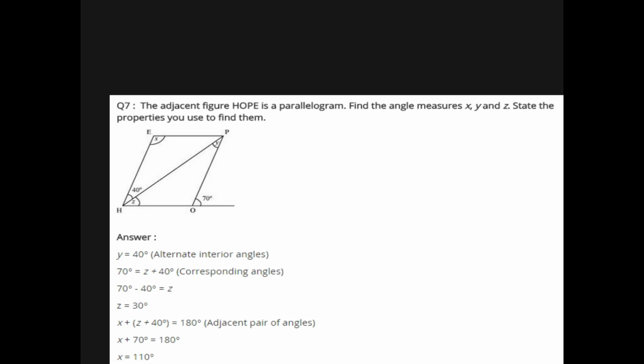Now here what we can see? x plus 40 plus z. See, x plus 40 plus z, both are on the same side, so this will form adjacent angles.